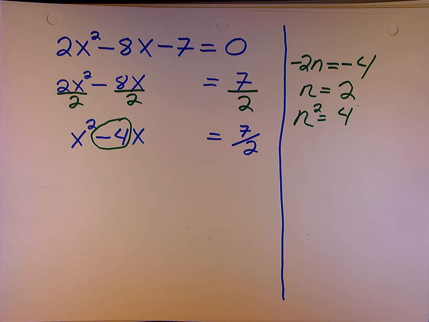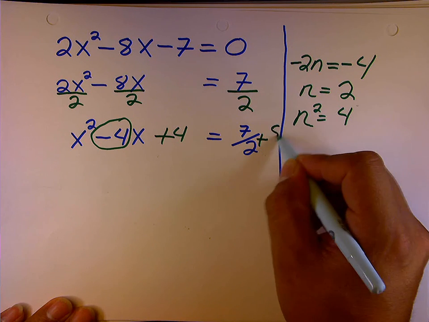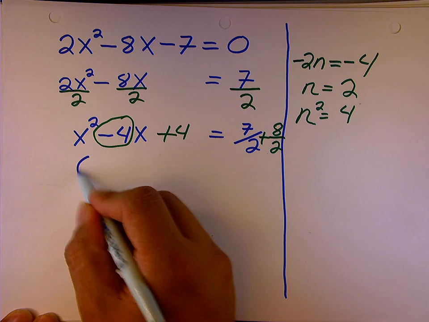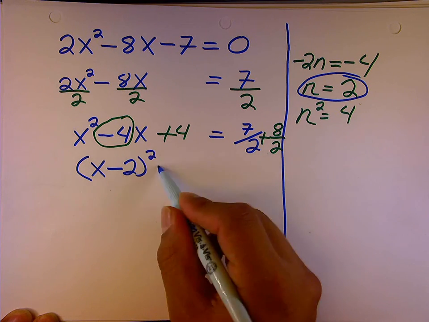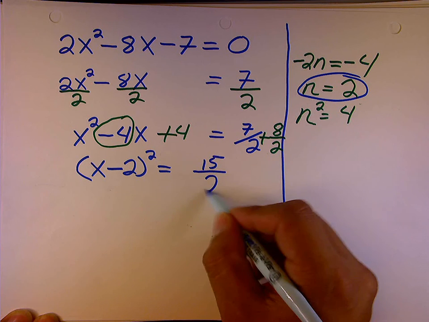So now I have the object I need to complete the square on my left-hand side. I will complete the square by adding that 4 to both sides. Now, when I add the 4 here and here, I'm going to rewrite that 4 as 8 halves so that I can add those two fractions together. Common denominator. You may use your calculator to handle the fractions if you'd like. So, I'm now going to write this object in the factored format. X minus my n value, quantity squared, equals 8 plus 7 is 15 over 2.